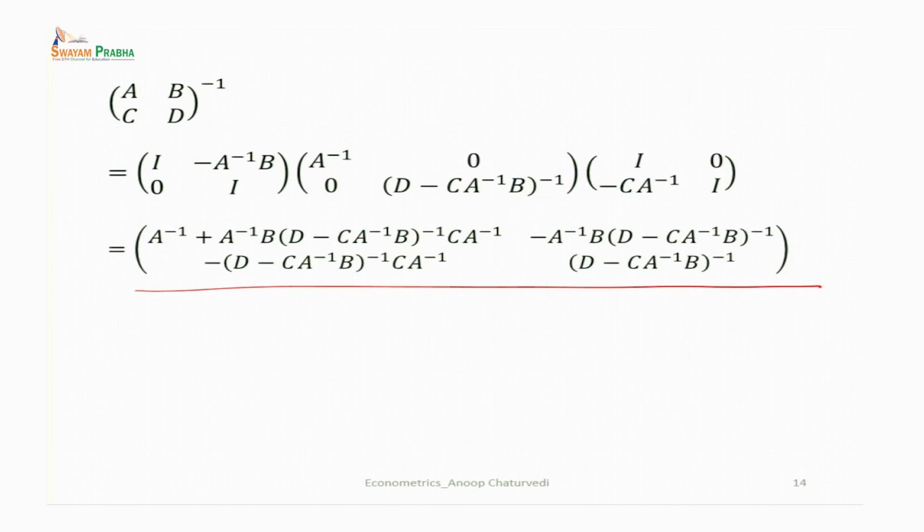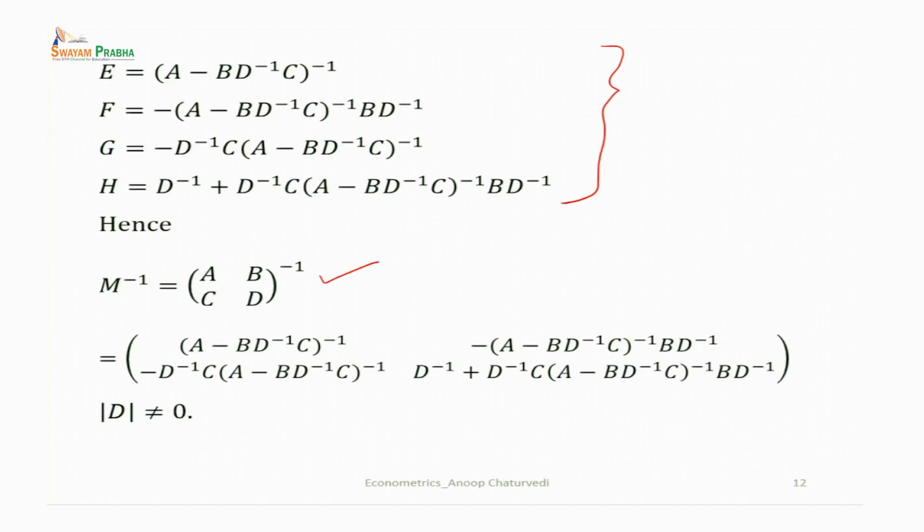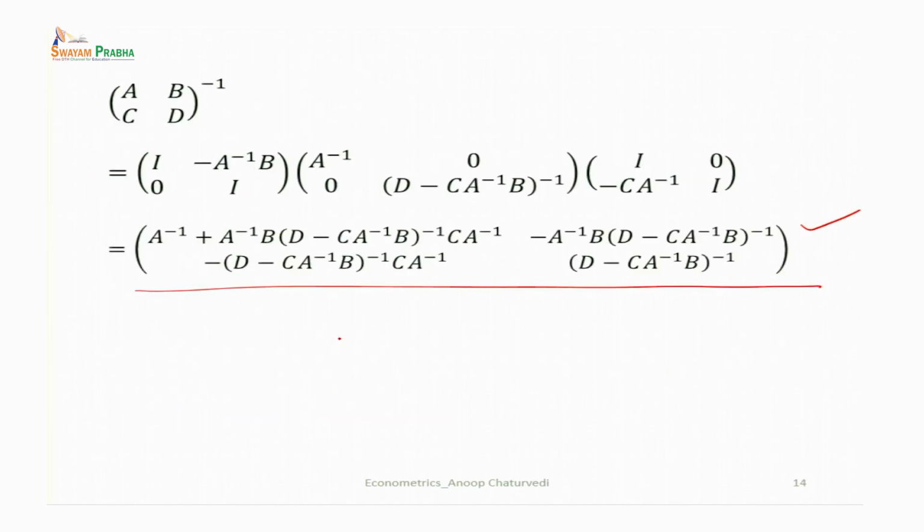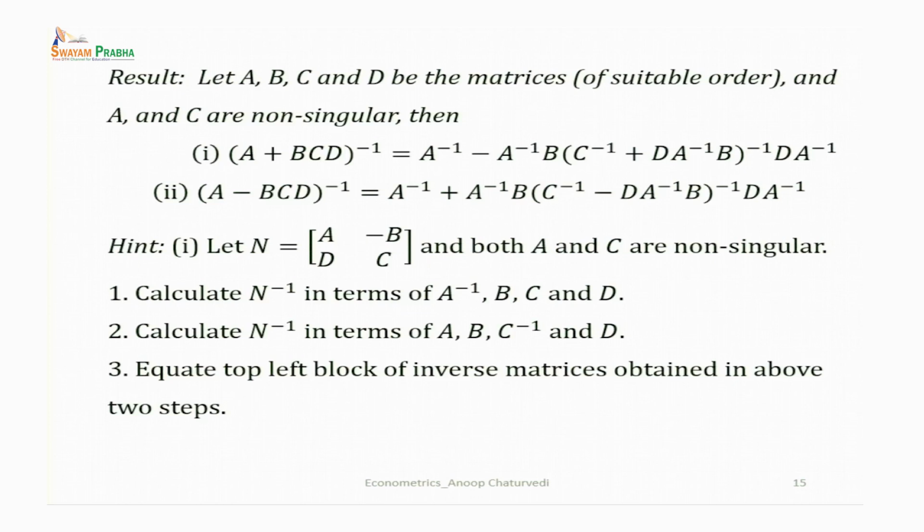So, you get these two expressions for the inverse of A, B, C, D. One expression you get here, and another expression you get here. So, obviously, from here you obtain A minus B D inverse C inverse is equal to this matrix. So, we get this kind of result. Suppose A, B, C, D are matrices of suitable order and A and C are non-singular, then A plus B C D inverse is equal to A inverse minus A inverse B into C inverse plus D A inverse B whole inverse D A inverse.